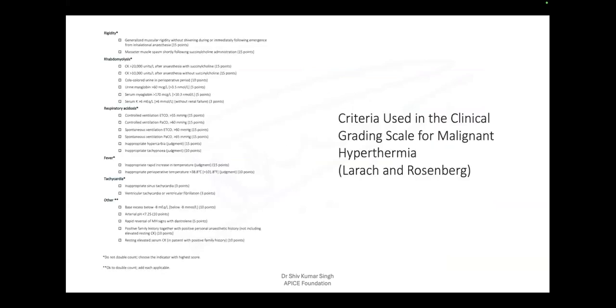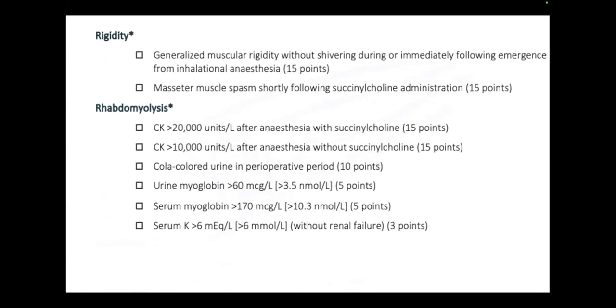There is a criteria used, the clinical grading scale, CGS, for malignant hyperthermia, which was described by Larach and Rosenberg, also known as Larach's scoring system. For those marked with a single star, you need to only look at one. So you look at rigidity. Generalized muscular rigidity without shivering during or immediately following emergence from inhalation anesthetics, you get 15 points. Masseter muscle spasm shortly following succinylcholine administration, again 15 points. Now, rhabdomyolysis: if CK is more than 20,000 units with succinylcholine, or 10,000 units without succinylcholine, that is another 15 points. Cola-colored urine, if the patient has been catheterized, 10 points.